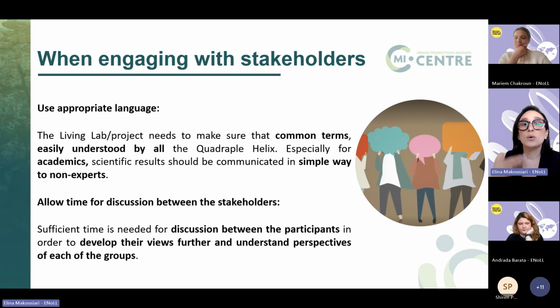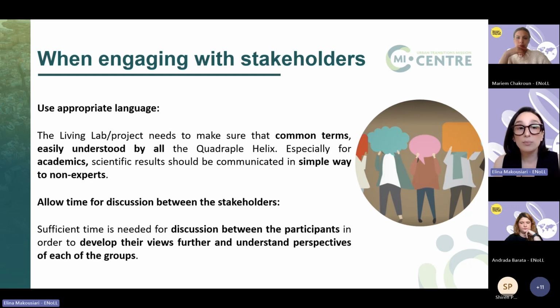Again, when engaging with stakeholders, once more, language is very, very important. Try and use common, easily understood, easily digestible terminology that can be taken up by the different stakeholders that you have in each activity or the project as a whole. For example, the quadruple helix model might not work with all types of stakeholders, as they might not be very familiar with it. Try to make it simple for them, making it clear what is the value for them to get on board.